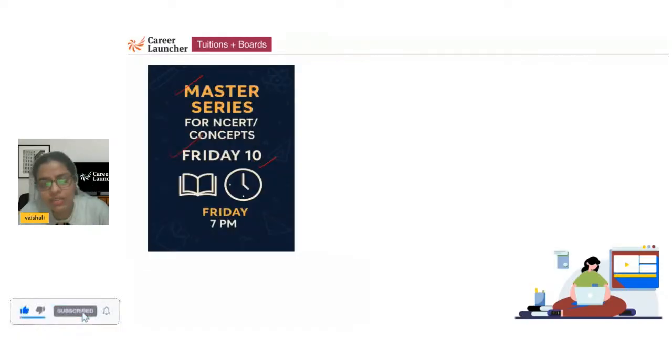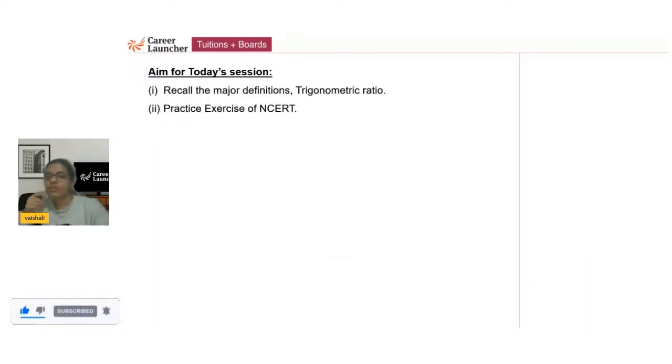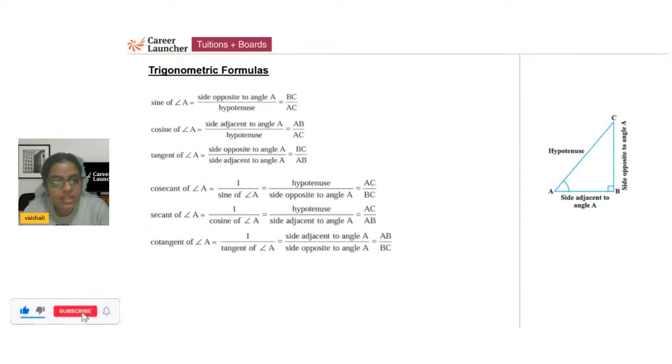So like we are saying, today we are going to start off with trigonometry. Let us discuss the major definitions, that is, what a trigonometric ratio is and what all concepts are necessary for the exercise. So let's start with the session.